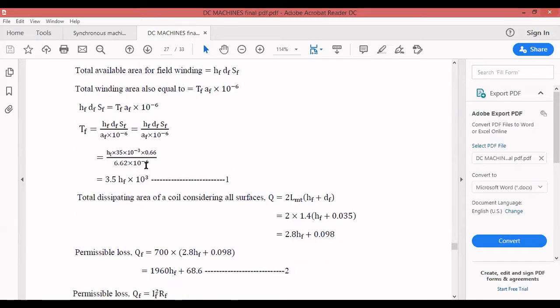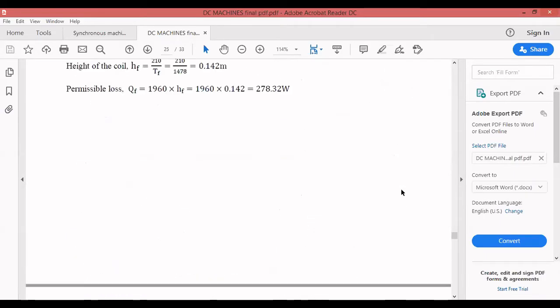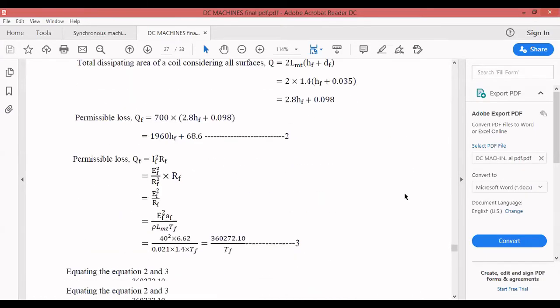10 power 3 means, this is 10 power minus 6, take it to the numerator, 10 power minus 3. What you get here is 3.5 Hf into 10 power 3. Equation 1. Now the total dissipating area of the coil, considering all the surfaces. What is the formula given here? 2 LMT times (Hf plus df). How did you get that formula? See here, Hf into df.